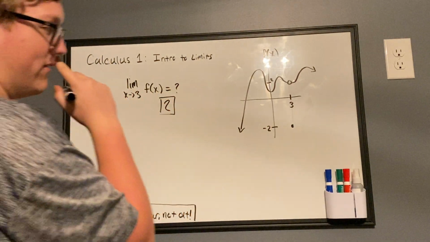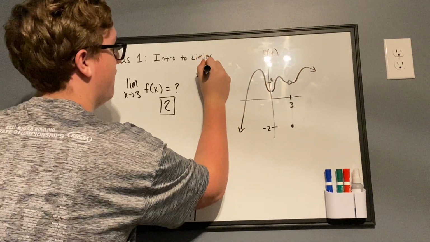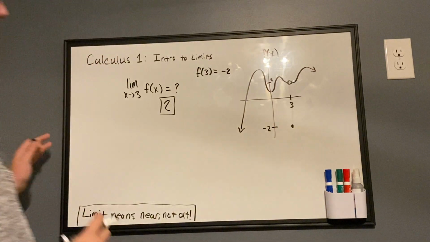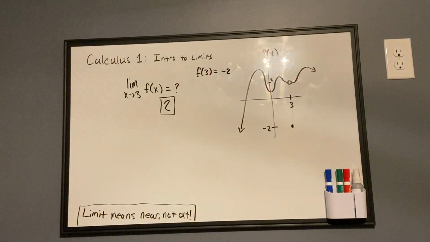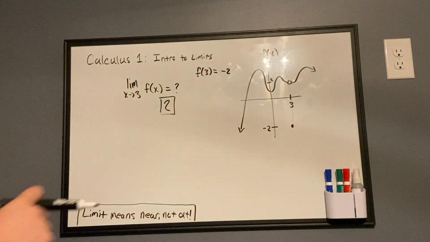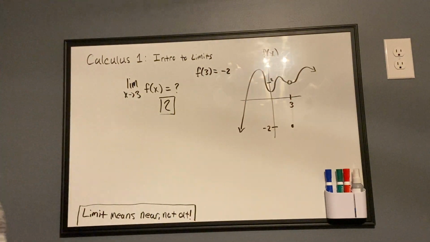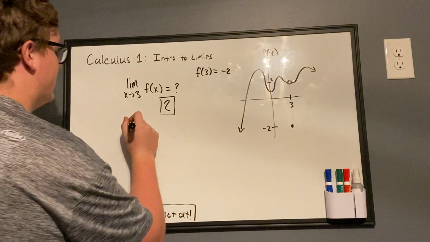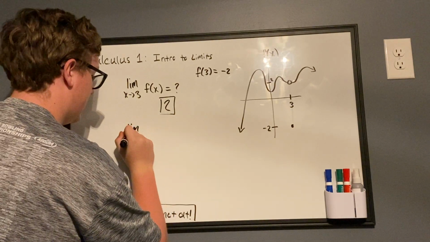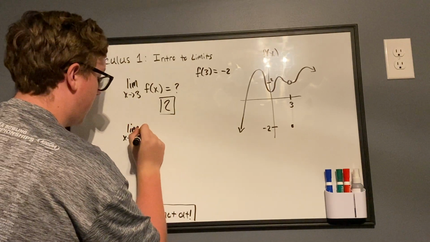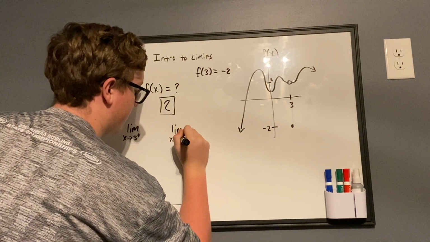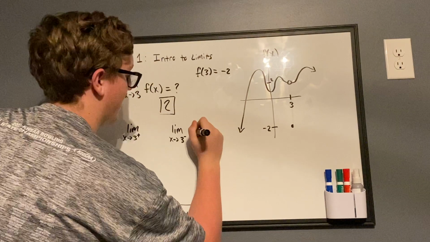Now in algebra, if they asked you what f of 3 is, that would equal negative 2 because the graph is defined at negative 2 at that point, but that's not our limit. Our limit is positive 2 because that's where the graph is approaching. There's also two other ways we can write this. We can write it as the limit as x approaches 3 from the positive side, and the limit as x approaches 3 from the negative side.